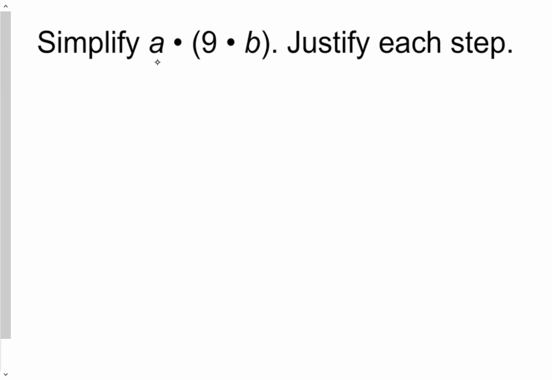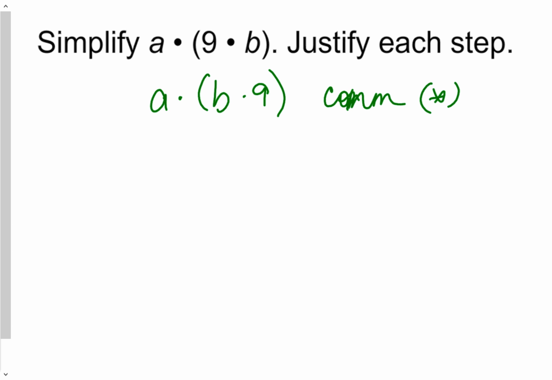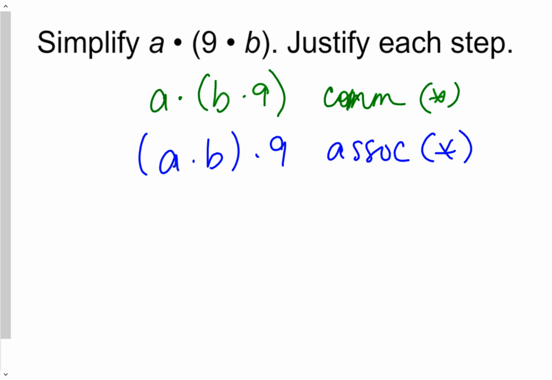Here's my last example: a times 9 times b. What I want to do first is change the order of things because I want to keep all my variables together and all my numbers together. So I'm going to switch the order of b and 9. Changing the order is the commutative property of multiplication. And then I'm going to group the ones together: a times b times 9. Changing the grouping is the associative property. So I can have a, b times 9.